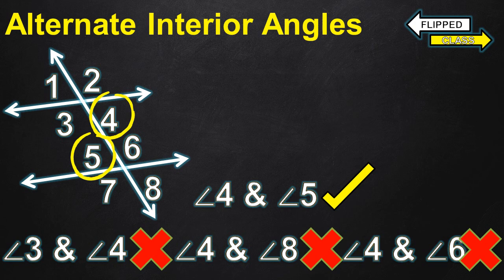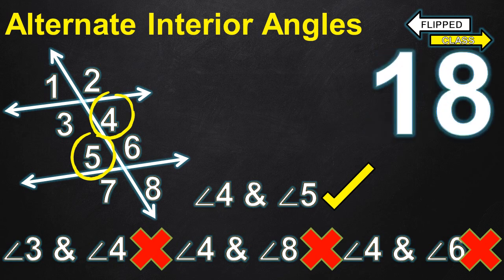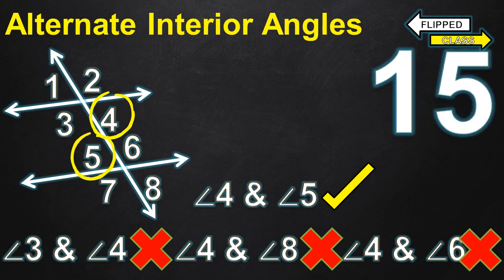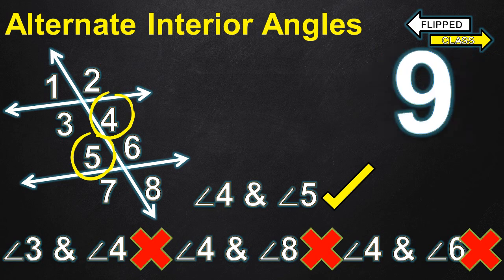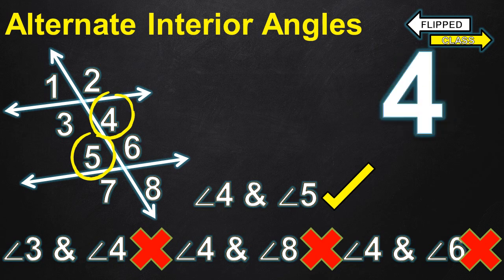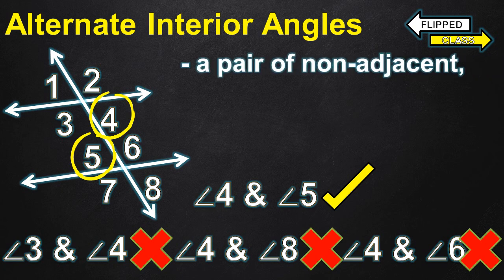I want you to define alternate interior angles in your own words. Go. Time is up. Now, when you look at angle 4 and angle 5, it's already in the given definition. What makes them alternate interior angles is that they must be non-adjacent. 3 and 4 are adjacent, therefore they are wrong.